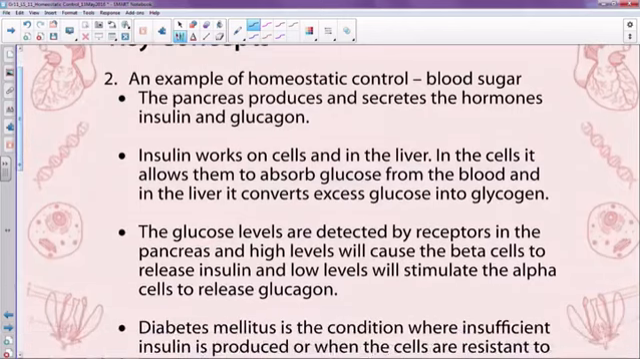Let's look at some other concepts. An example of homeostatic control, as I discussed earlier on, is blood sugar.